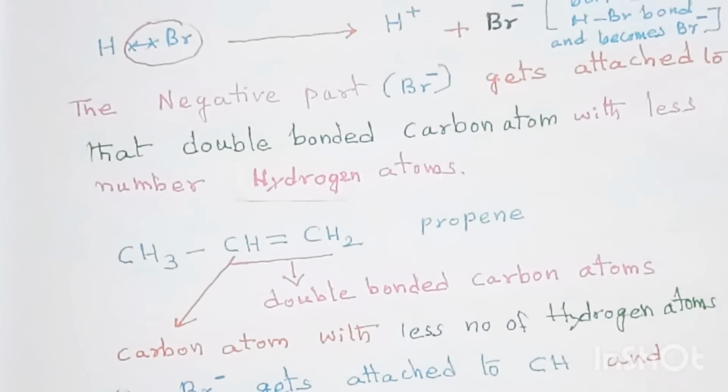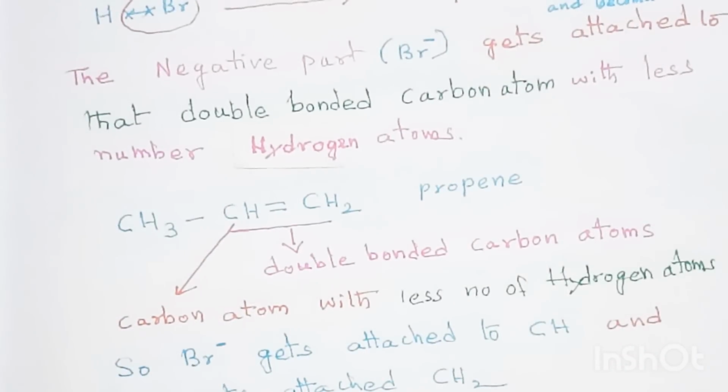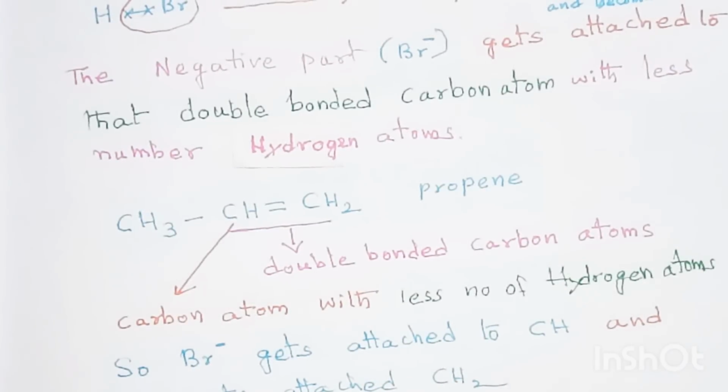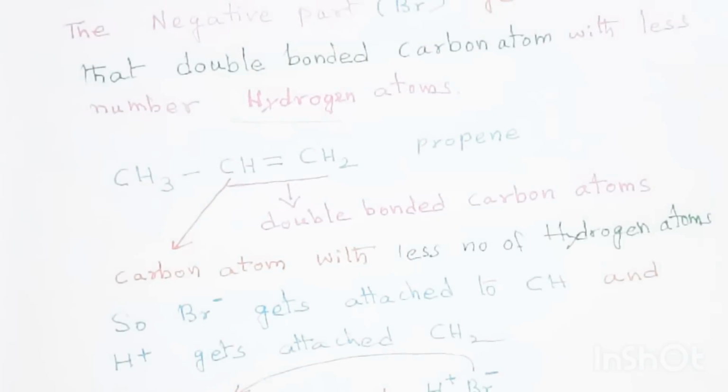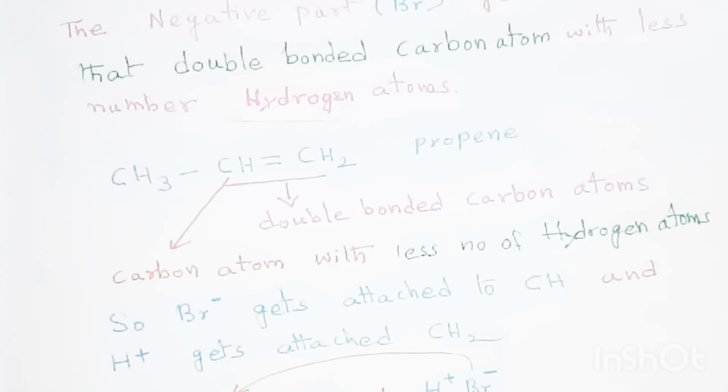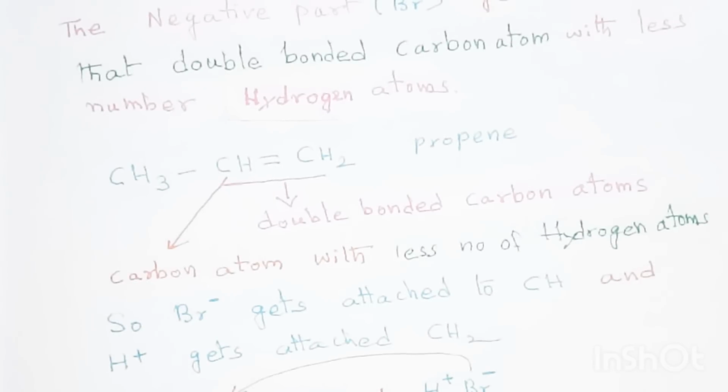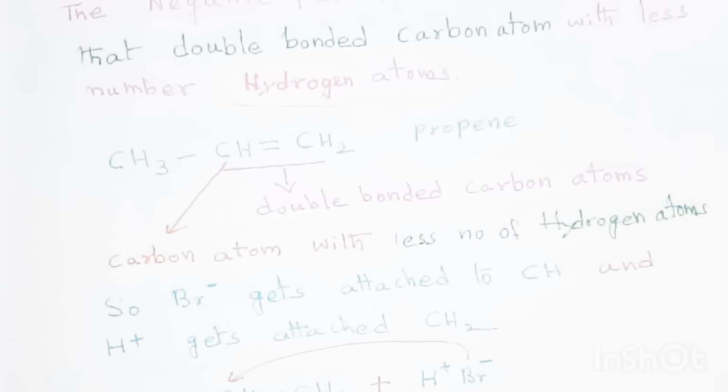As a result, bromine gets attached here, H plus gets attached here. Br minus gets attached to the second carbon atom with less number of hydrogen atoms. Hydrogen gets attached to the last carbon atom, CH2. So we get CH3, CHBr, CH3. This is 2 and 1. So this is nothing but 2-bromopropane. This is the major product.